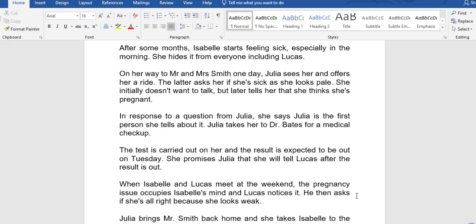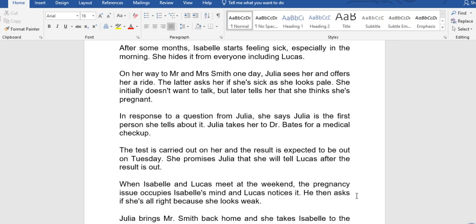On her way to Mr. and Mrs. Smith one day, Julia sees her and offers her a ride. That is Mr. Thomas' house. The latter asks her if she is sick as she looks pale. She initially doesn't want to talk, but later tells her that she thinks she is pregnant. In response to a question from Julia, she says Julia is the first person she tells about it.